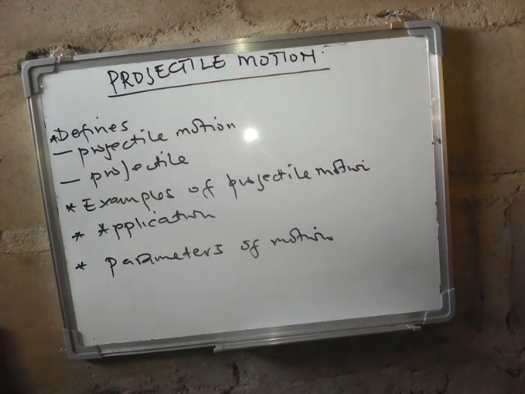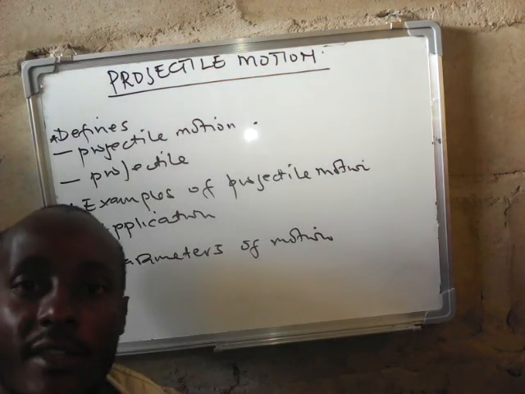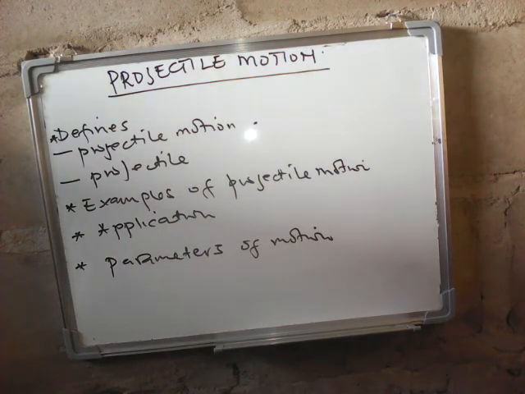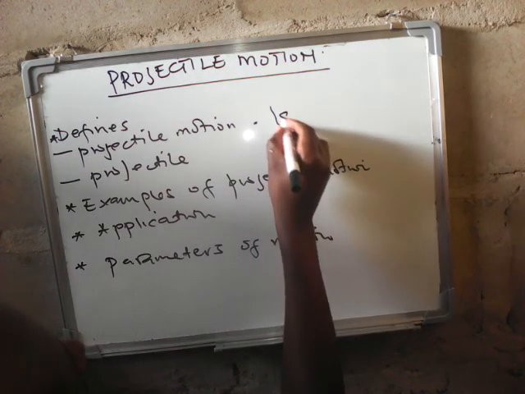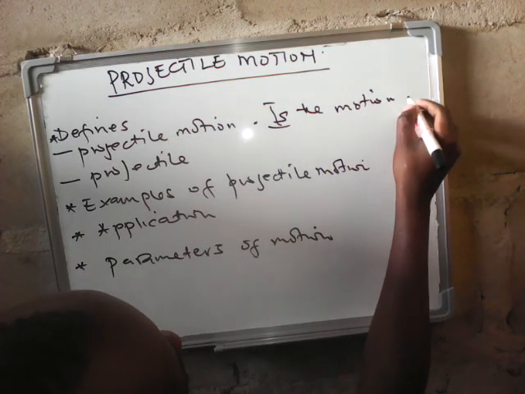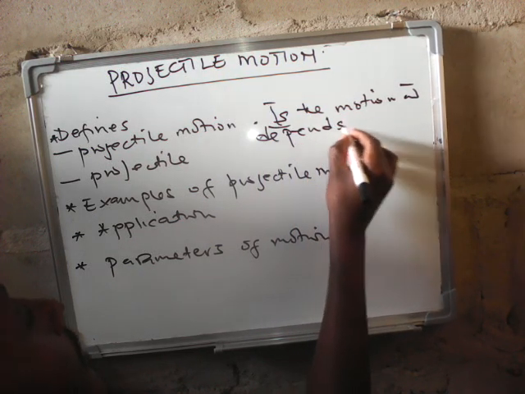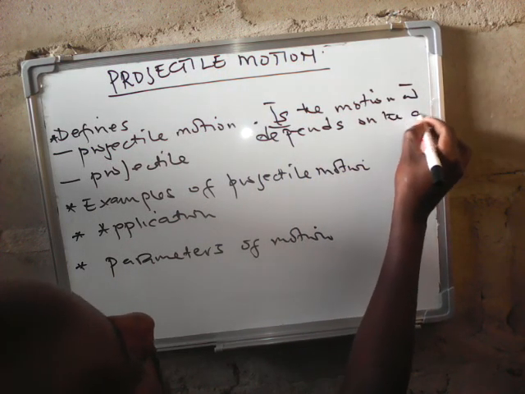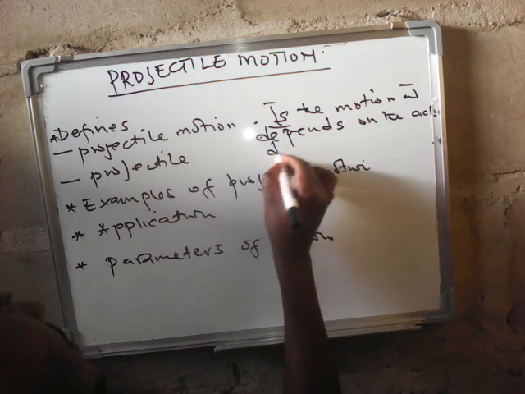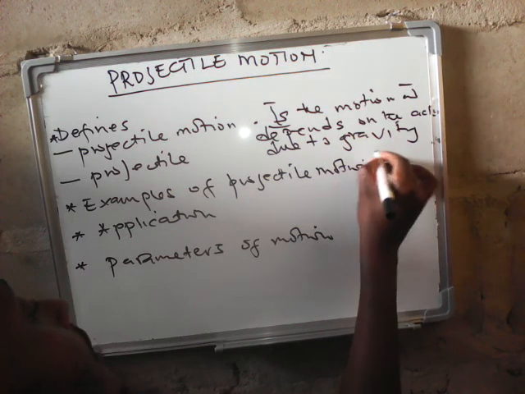Now, we shall start with the definition of a projectile motion. A projectile motion is the motion which depends on acceleration due to gravity alone.